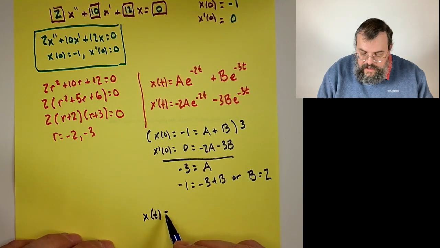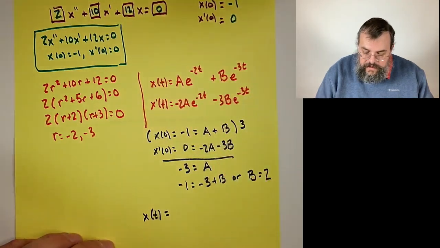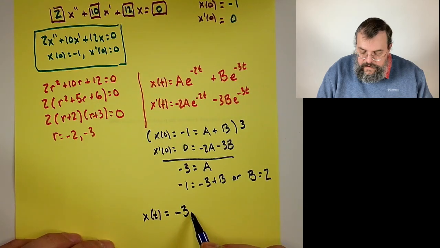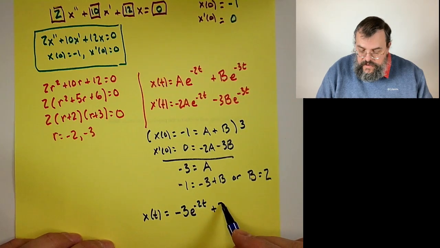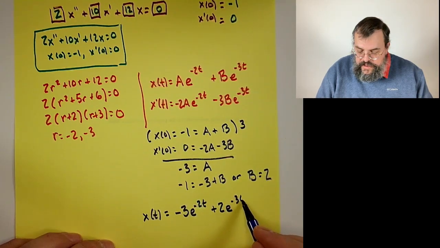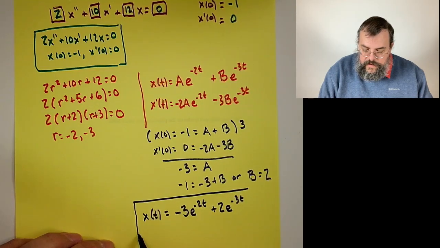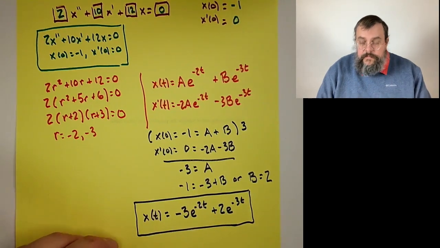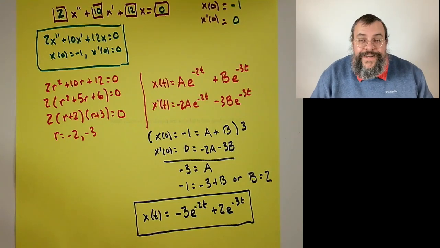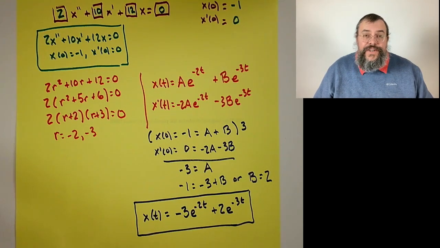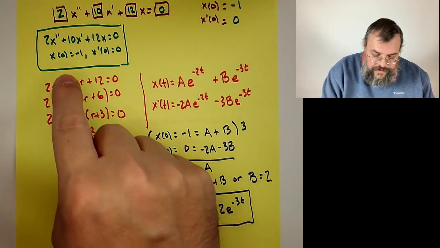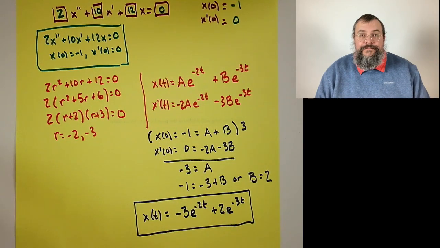So x of t is a, -3, e to the -2t, plus b, which is 2, e to the -3t, and we're done. We found our position function that gives our location for any time t for that differential equation.